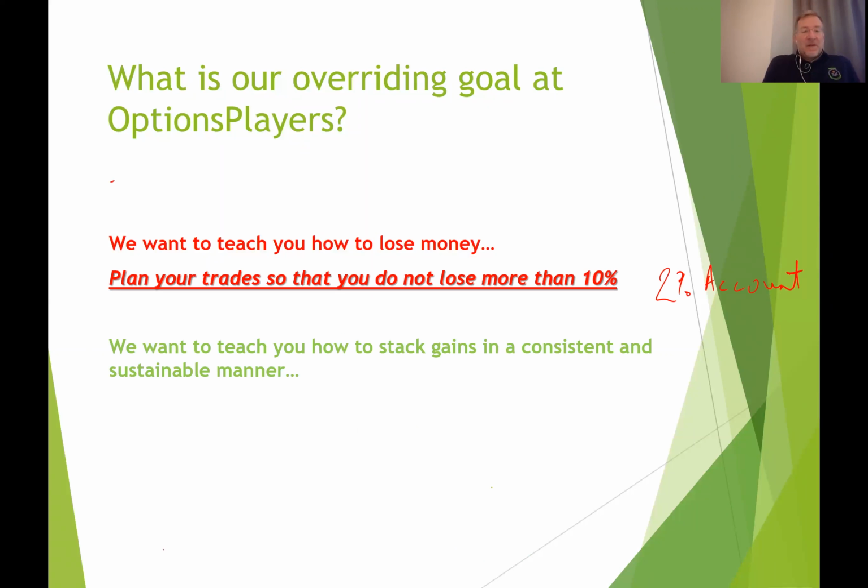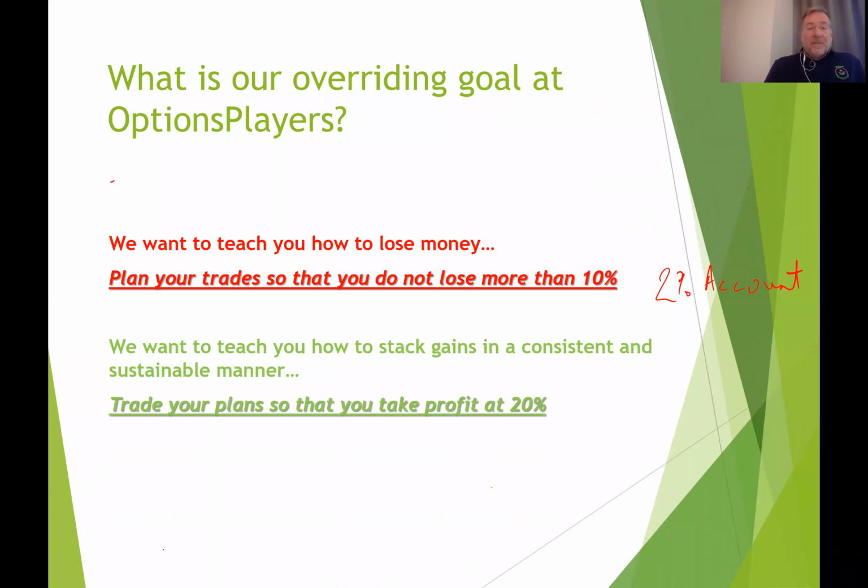So I'm kind of making this backwards. We also want to teach you how to stack your gains in a consistent and sustainable manner. And so we trade your plans so that you take profit at 20%. Just an example of the previous text play. You do that, and you've got gains where people who waited don't have gains, because that's what you planned for. Very, very important.